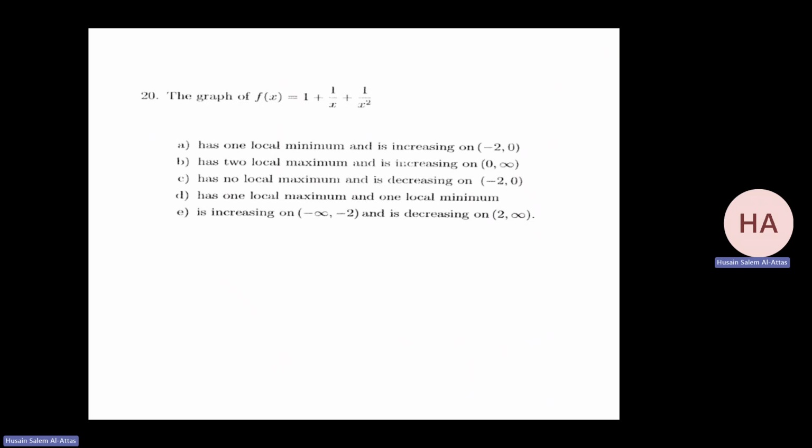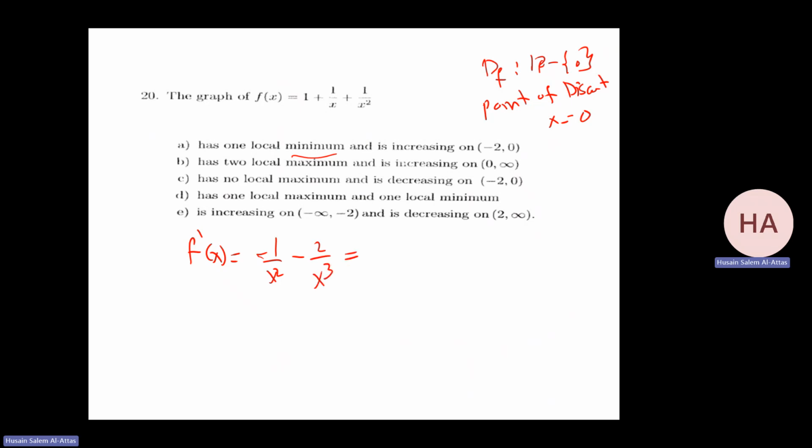Okay, now I need to find, yeah, he's talking about local minimum and increasing, and he put these 2 ideas in one question. We'll do the same. What's the domain of f? R minus 0. So you have a point of discontinuity, which is x equals 0. Find f prime. What will be f prime? It will be minus 1 over x squared minus 2 over x cubed. So I have over x cubed, I have minus x minus 2.